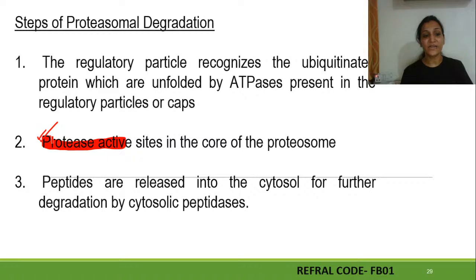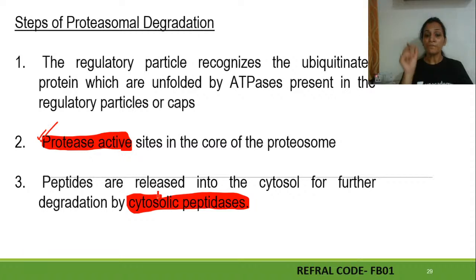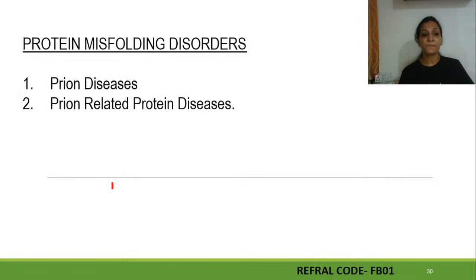So protease active sites are present in the interior of the proteasome, and peptides are released into the cytosol for further degradation by cytosolic peptidase, because they need to be degraded into further smaller polypeptides. So there are these regulatory sites present at both ends of your proteasome, so that when it is entering, it is identifying the ubiquitin residues, and when the degraded protein is coming out, it should be of a particular size only. So there are two regulatory units.